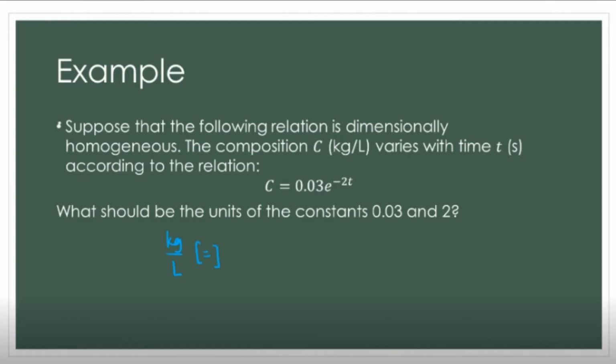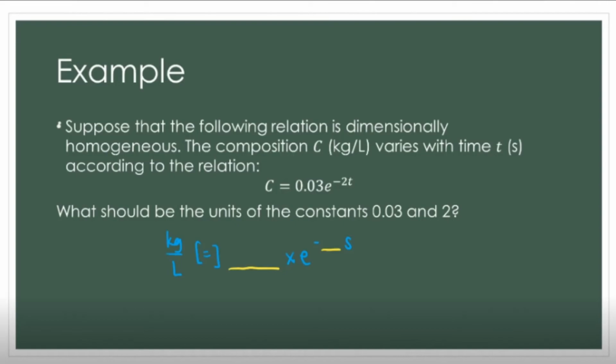For the constant 0.03, we are trying to figure out what are its units, so let me first leave that as blank. And that is multiplied to e raised to negative 2 times t, but we don't know yet what is the units of the constant 2. So let us again leave that as blank. And the constant 2 is multiplied with time. The unit of time is seconds. Let's break this equation down into its basics.